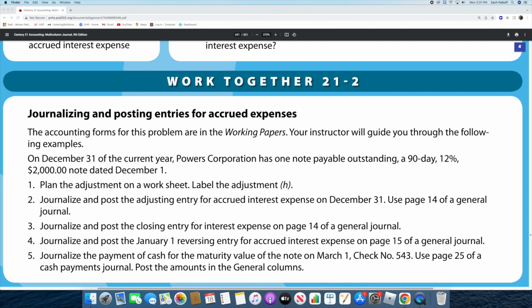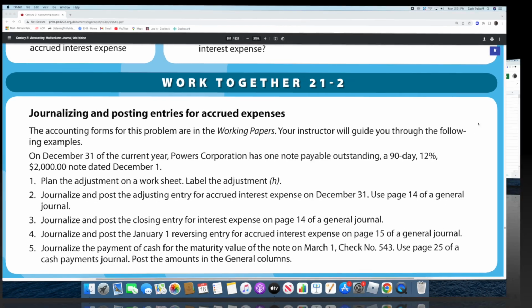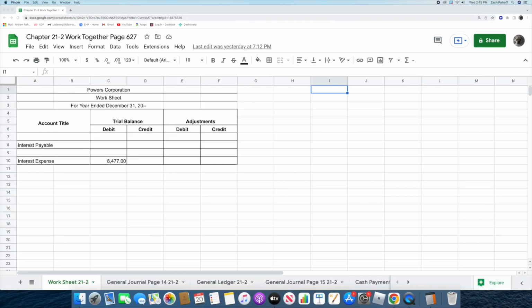check number 543. Use page 25 of a cash payments journal and post the amounts in the general columns to the general ledger. Alright, so now that I've read over the instructions, let's jump right into the 21-2 work together. Alrighty, so now we're going to be moving on to the 21-2 work together, in which we will be journalizing and posting entries for accrued expenses.